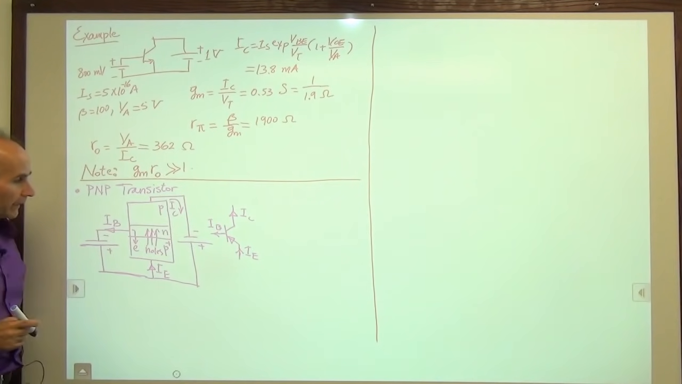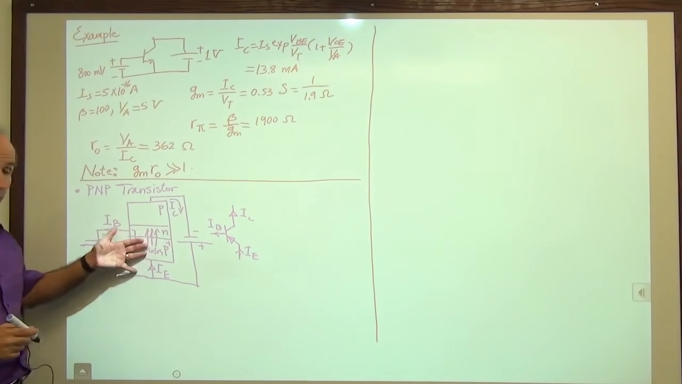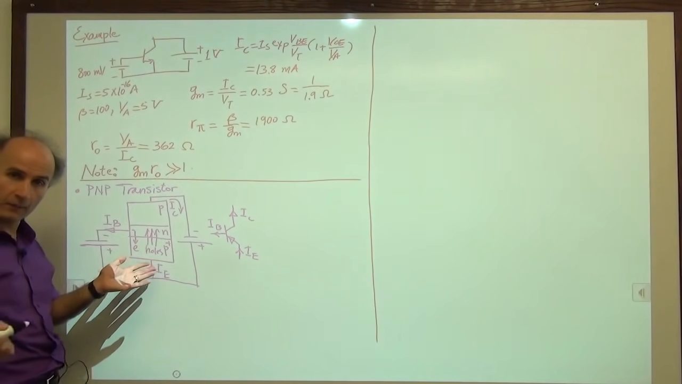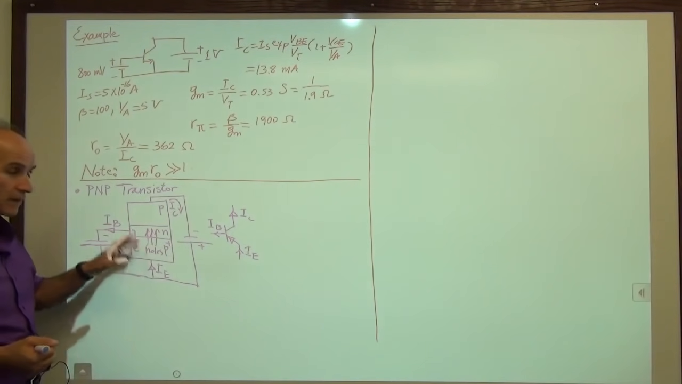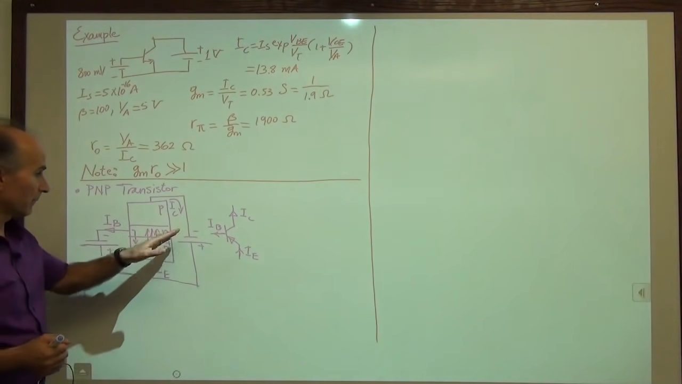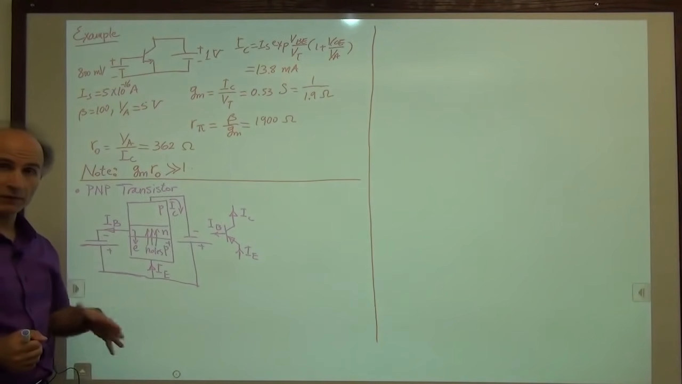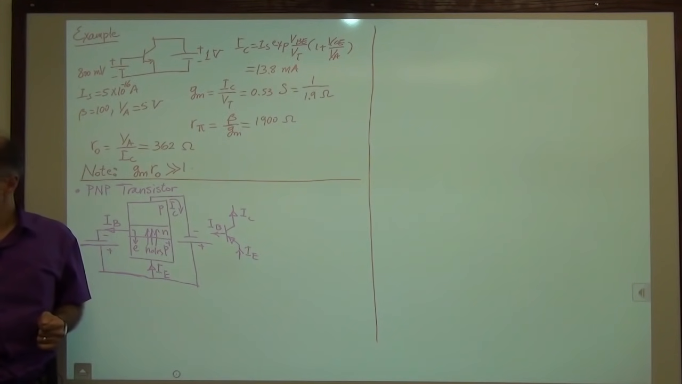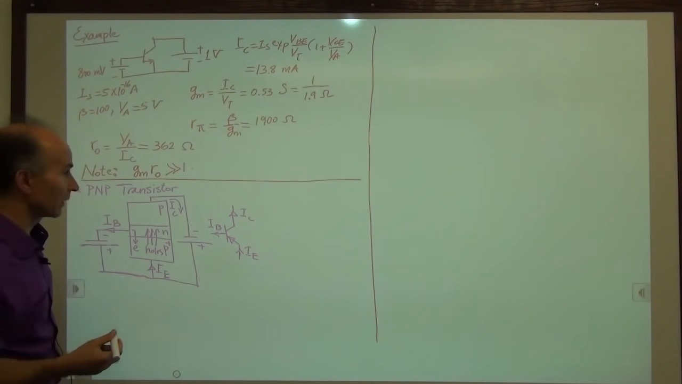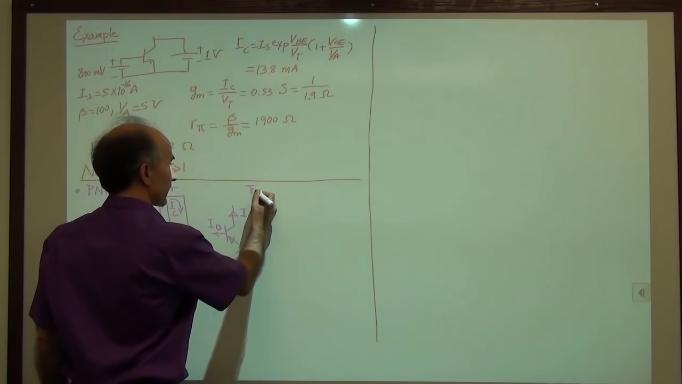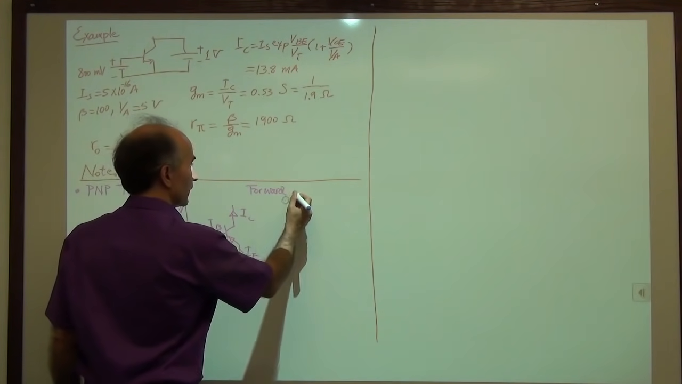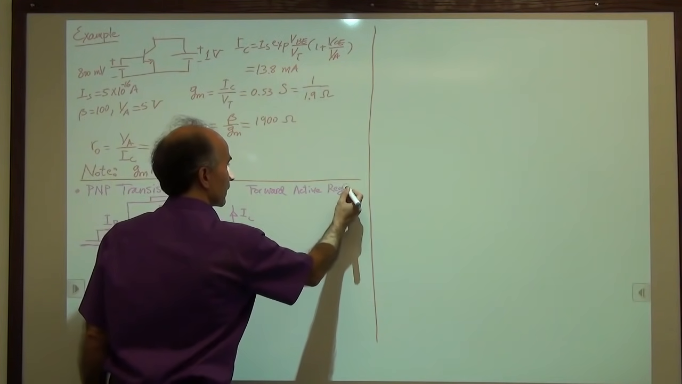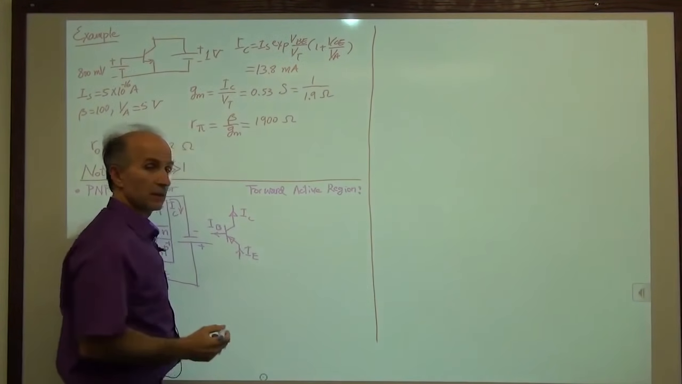Okay, very good. So the operation is similar to what we had before. We have an exponential dependence, we have the Early effect, everything else is the same as before, except that we just have to be careful with these polarities, these junctions, the batteries, the way they are connected, which one is reverse biased, which one is forward biased, and so on. So, to make sure that this is completely clear, we'll say the forward active region for a PNP device is shown as follows.